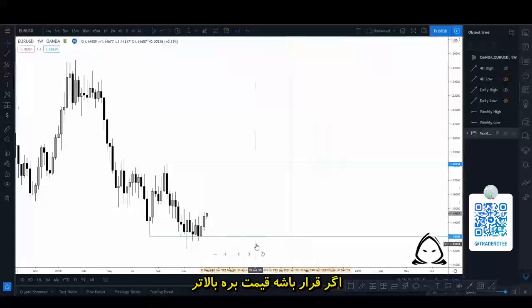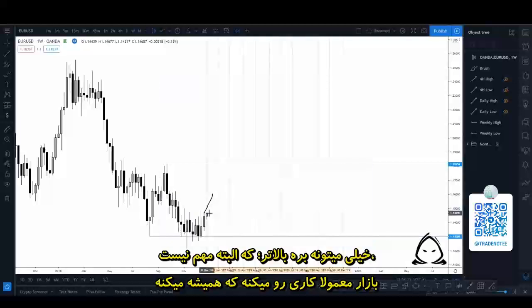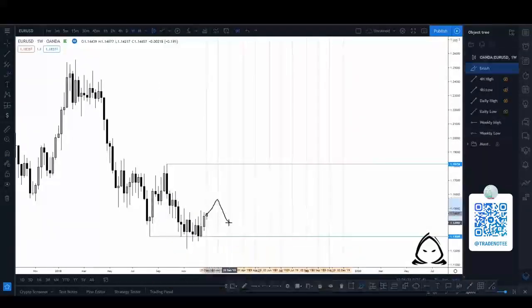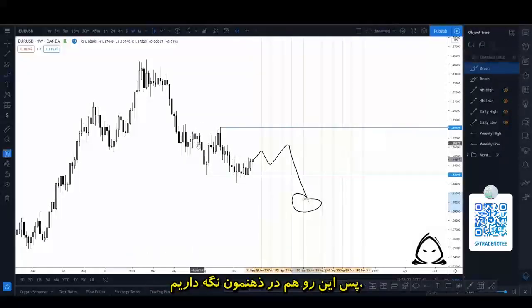If I just zoom back out again, if we were to pull up a bit more, we could pull far up. Doesn't really matter, to be honest. The market's going to do what it does. We could do something like that and then break to the downside, putting in a lower low, which would still be valid bearish structure. So something to keep in mind there.